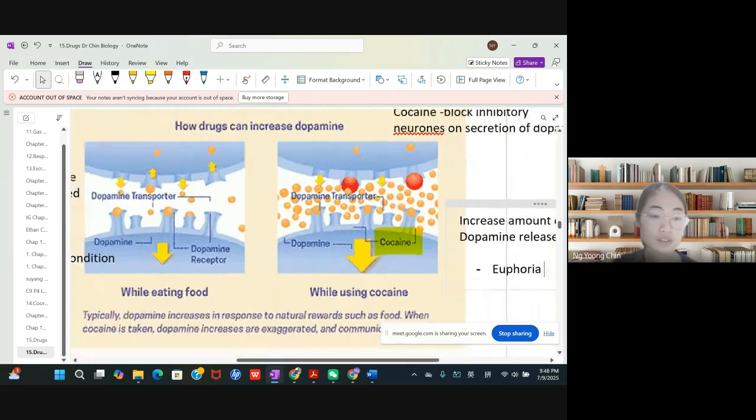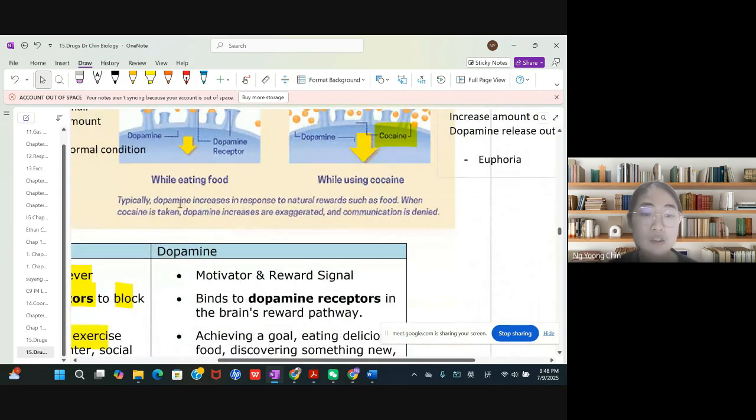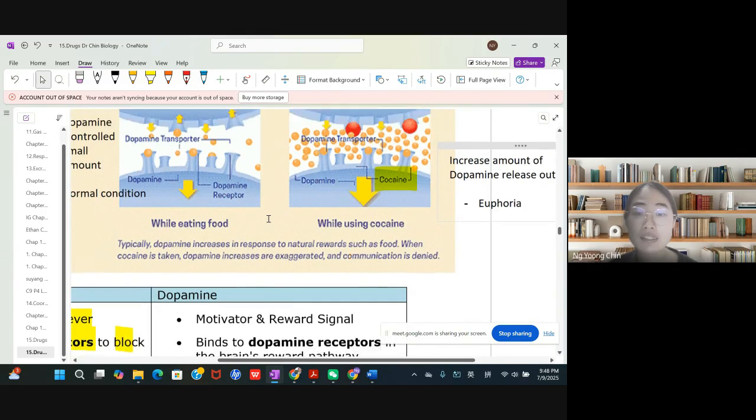Okay, so you can read this. Dopamine increases in response to natural rewards, such as from foods, or you are just completing a task. You feel very satisfied, so you release the dopamine. But when you take the cocaine, which is a drug, the dopamine increases are exaggerated. So the communication is denied. You just increase a large amount of dopamine, and then you cannot control it.